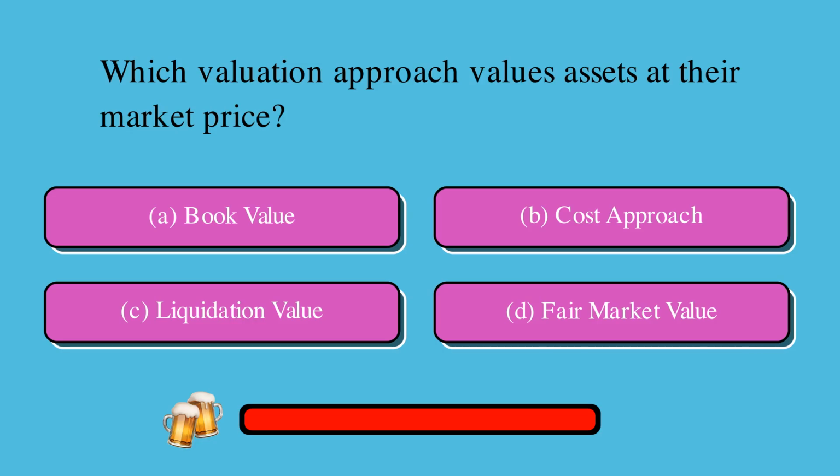Which valuation approach values assets at their market price? Is it A, book value, B, cost approach, C, liquidation value, or D, fair market value? The correct answer is D, fair market value.